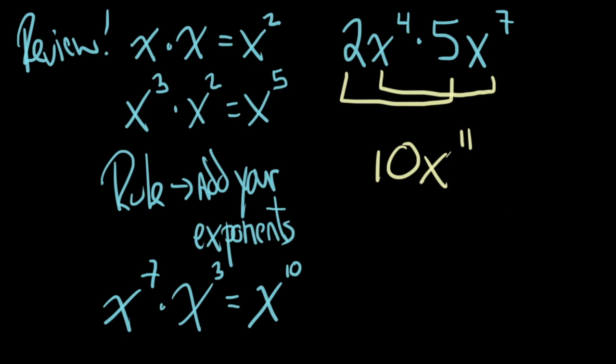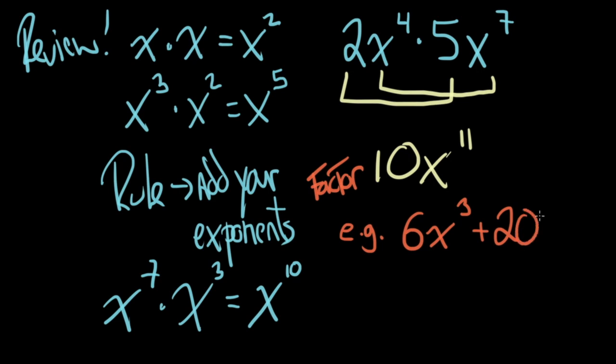So let's go and now actually factor something. So the instruction is to factor. And we're going to factor, and you'll see why this is important in a second. Let's just get right into it. 6x to the 3rd plus 20x to the 5th. Cool.